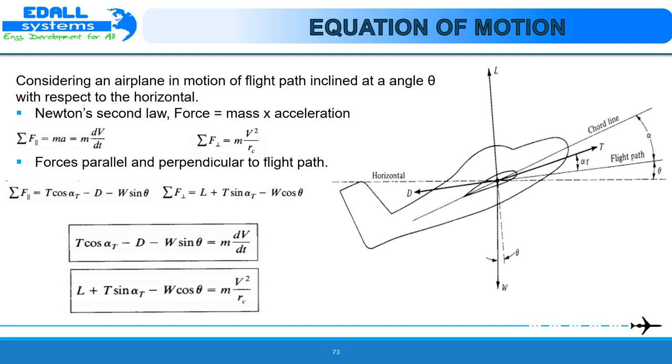Note that an aeroplane can also rotate about its axis. These two equations describe the general two-dimensional translational motion of an aeroplane in accelerated flight. The performance of an aeroplane for the unaccelerated flight condition is called static performance.